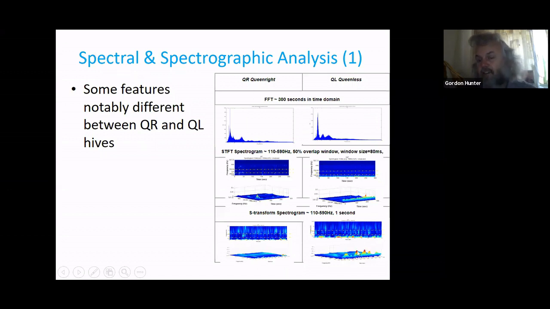And so the reds and the yellows mean high intensity, the pale blues low intensity, or the very dark blues low intensity. So again, you can see some quite marked differences here between the hive that didn't have a healthy queen from the one that did have a healthy queen. So possibly the bees are a bit more agitated there in the queenless hive.